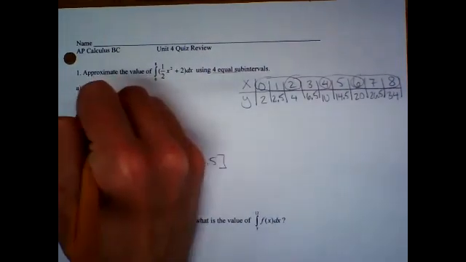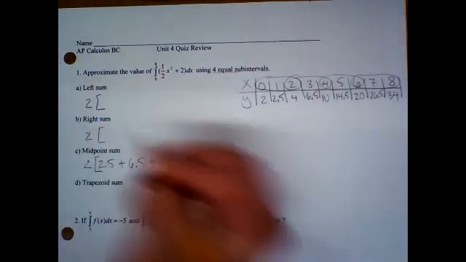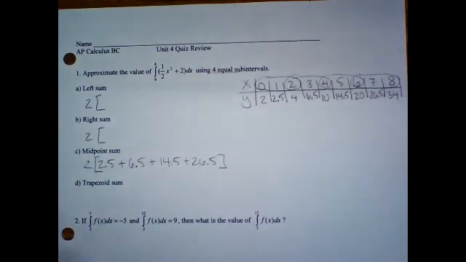Left sum and right sum, same thing. The subinterval is 2. You would just take the numbers on the left and then the numbers on the right.